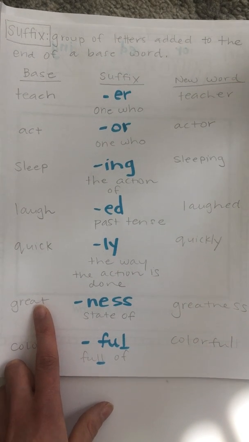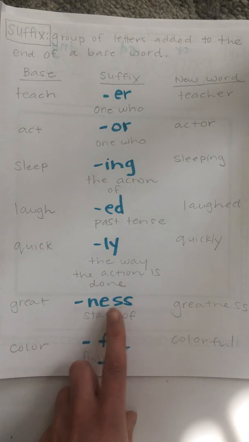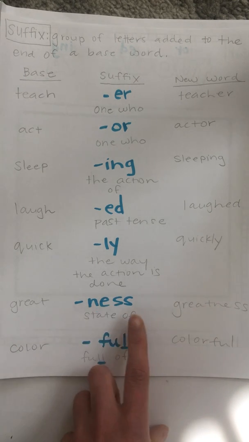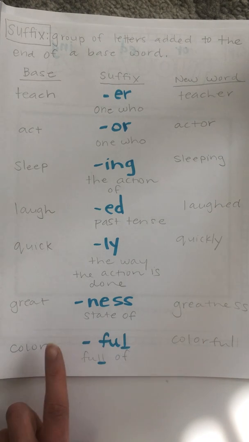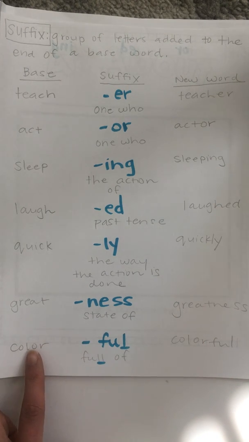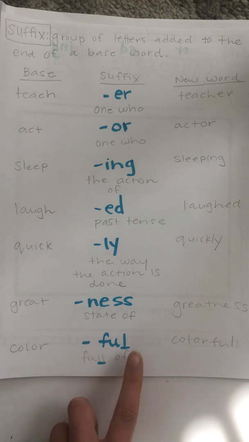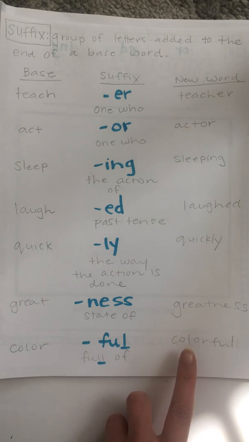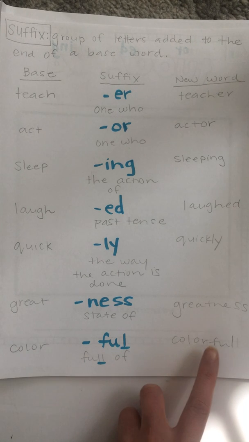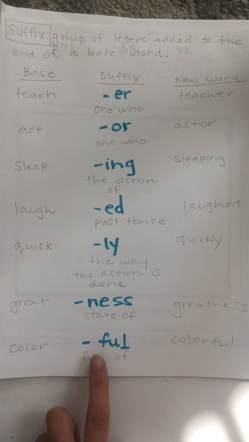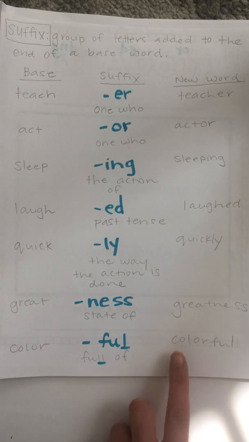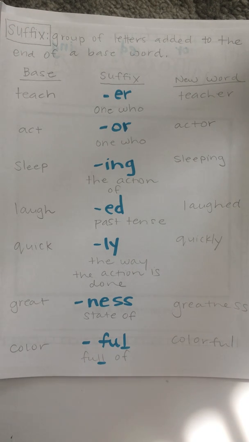My next base word is great, N-E-S-S, ness, greatness. It's the state of, so the state of being great. Fullness, the state of being full. My last one, my base word's color. My suffix is F-U-L, so I get colorful, and it means full of color, okay? Now notice though, a lot of us want to put an extra L at the end of colorful because full, the word full of, has two L's. But when we make it a suffix, we only put one L. So if my word was powerful, full of power, it would end in one L, okay?